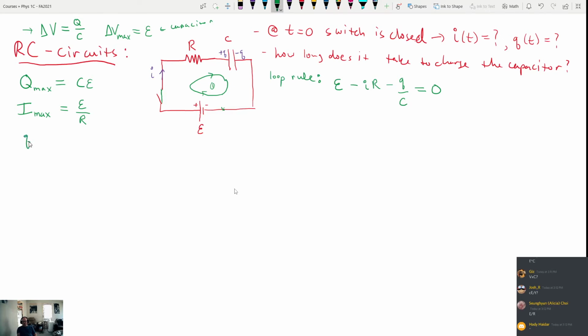What is the charge on the capacitor going to be at time equal to 0? So I'm going to remind you that t equal to 0 is when the switch is closed. So what is the charge on the capacitor going to be right when the switch is closed at time equal to 0?